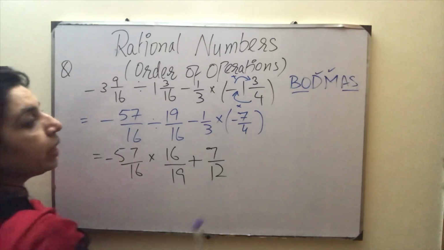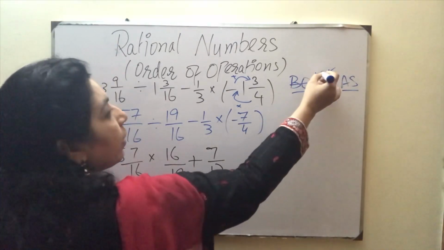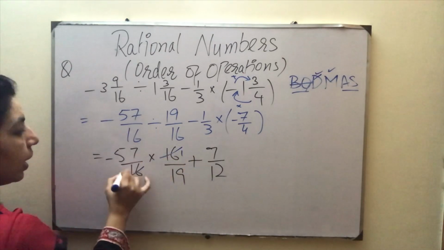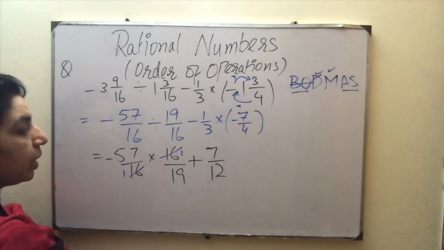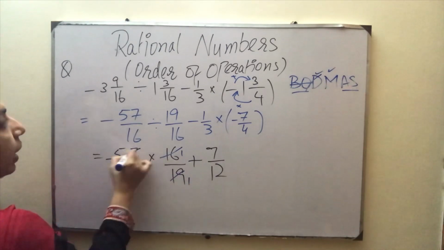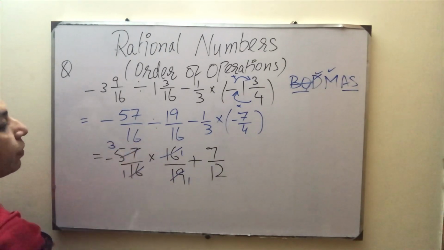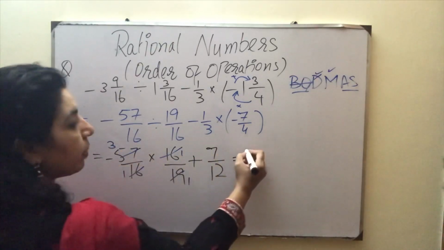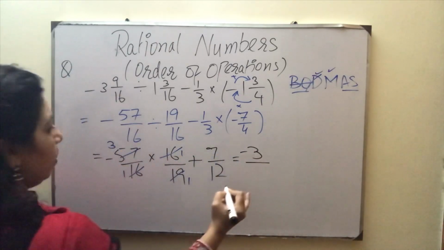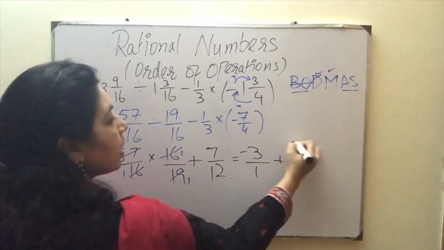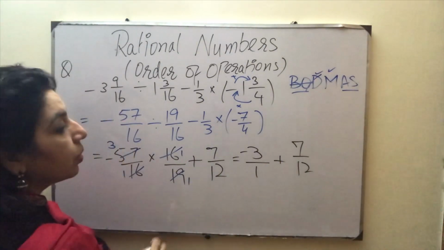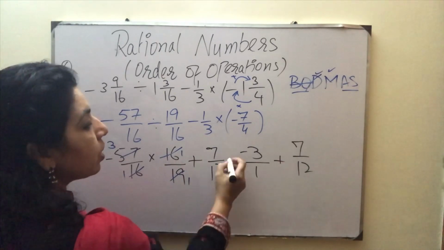So after opening the brackets, we are done with division. We are here for multiplication. Any cancellation here? Yes, 16 can be cancelled with 16, and 19 multiplied by 3 is 57. So we are left with minus 3 multiplied 1 is minus 3 over 1 plus 7 over 12. This is cancelled. This is cancelled. So the LCM of 12 and 1 is 12.